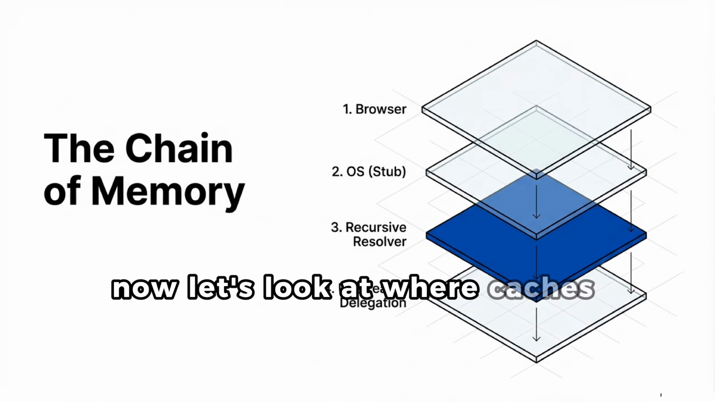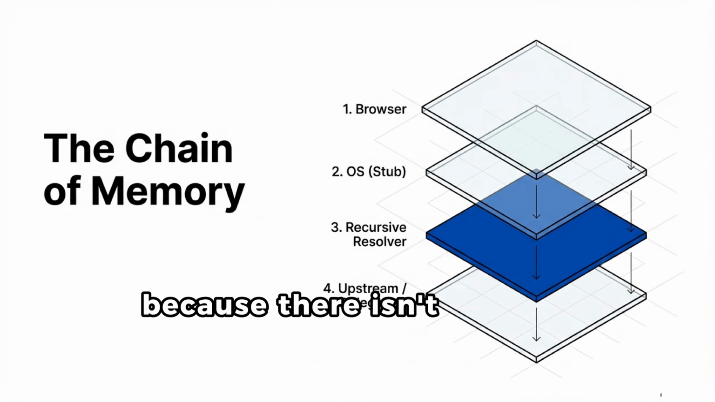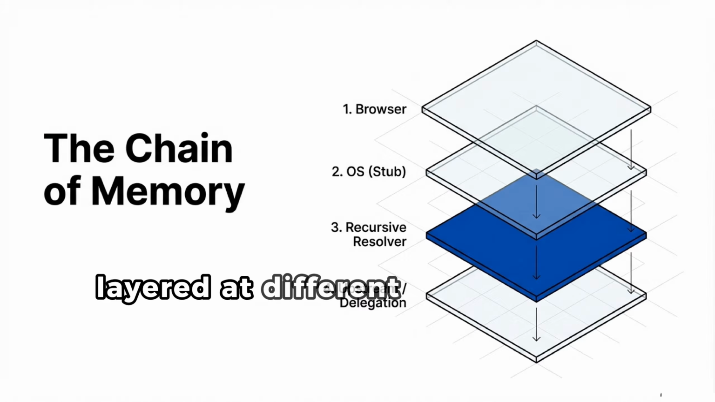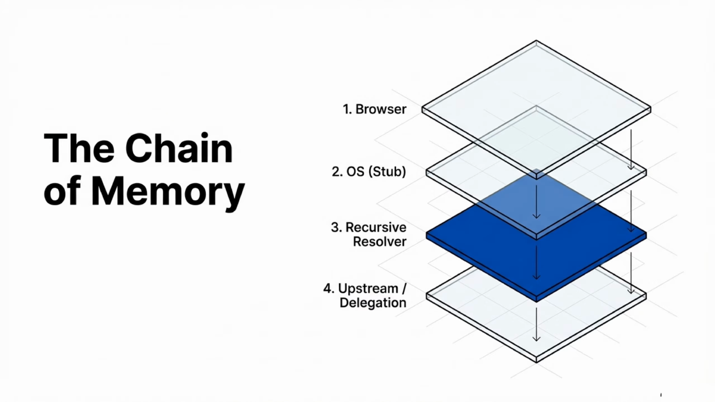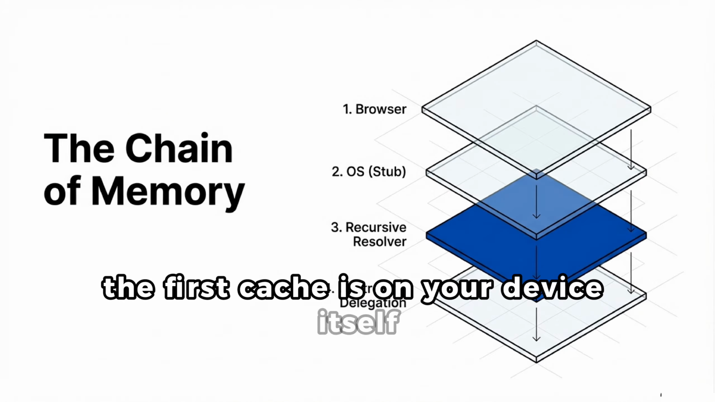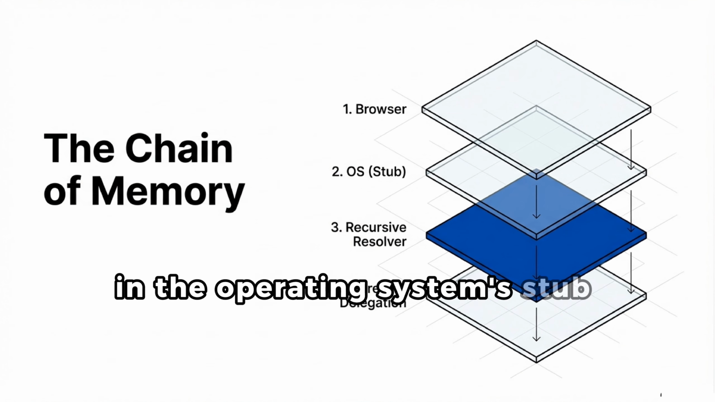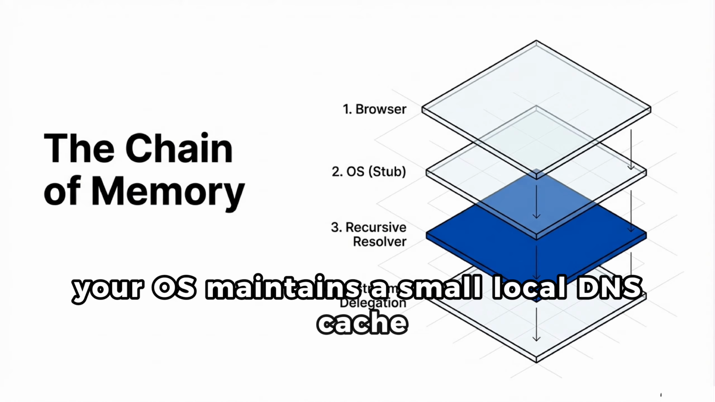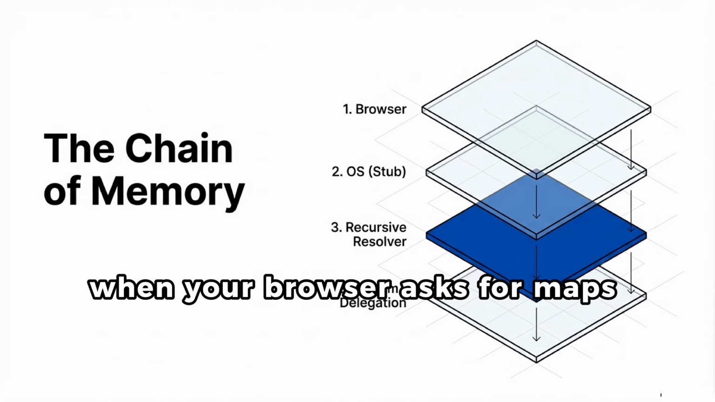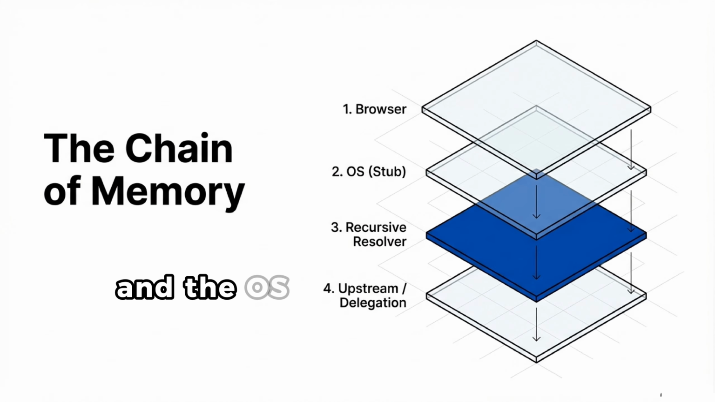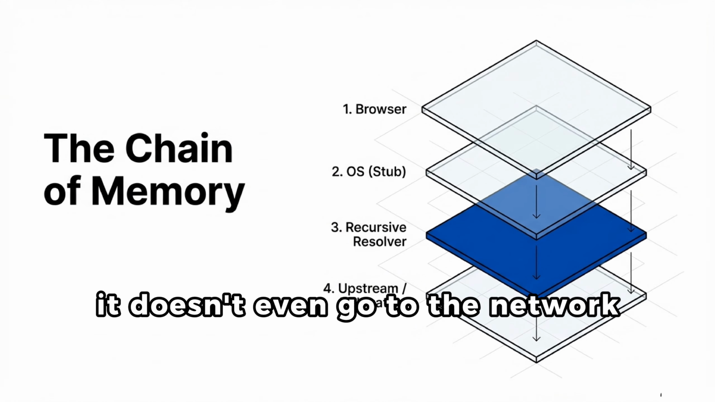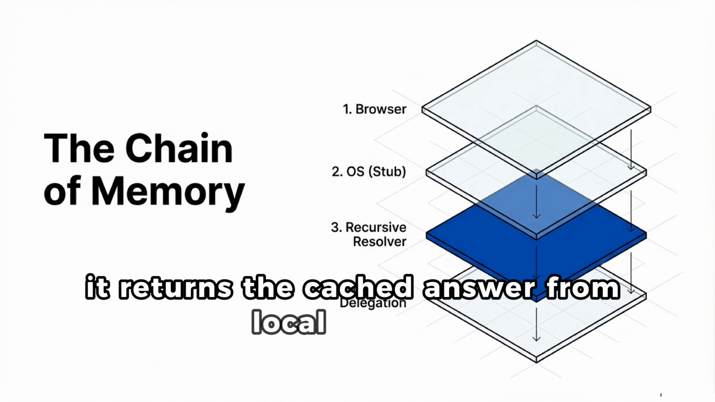Now let's look at where caches actually live, because there isn't just one cache in the path between you and an authoritative name server. There are several, layered at different points in the resolution chain. The first cache is on your device itself, in the operating system's stub resolver. Your OS maintains a small local DNS cache. When your browser asks for maps.google.com and the OS already resolved it recently, it doesn't even go to the network. It returns the cached answer from local memory.